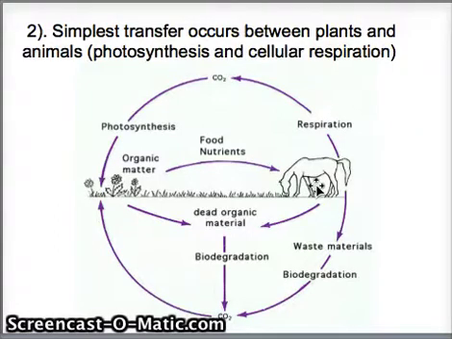So this food is broken down for energy, but then carbon dioxide is released as a waste as part of cellular respiration. Okay? And so that travels back into the atmosphere itself. Additionally, when living things produce waste materials or they die, that organic material breaks down in the soil through biodegradation, which produces carbon dioxide as well, which again the plants will then use and convert into food nutrients.